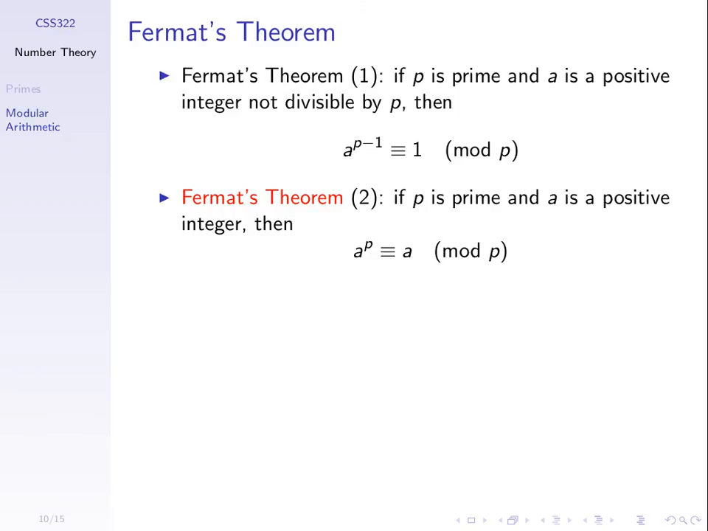It can be modified or written in a different form, depending on what you want to do with it, to this second form here. If P is prime and A is any positive integer, then it holds that A to the power of P is equivalent to A in mod P. So we can use that. If we have some statement A to the power of P mod P, assuming P is prime, then we immediately know the answer is A. That's what Fermat's theorem tells us. And, all right, let's accept that, but just show a quick example to demonstrate that it does indeed hold.